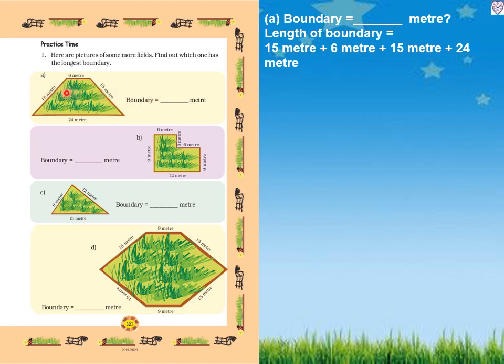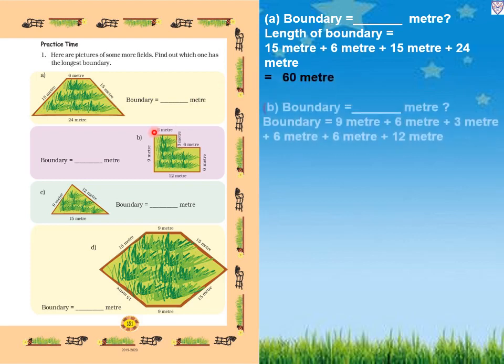So we will add 15 meter plus 6 meter plus 15 meter plus 24 meter. So 15 plus 6 equals 21 meter, 21 plus 15 equals 36 meter, and 36 plus 24 equals 60 meter. So our answer is 60 meter.